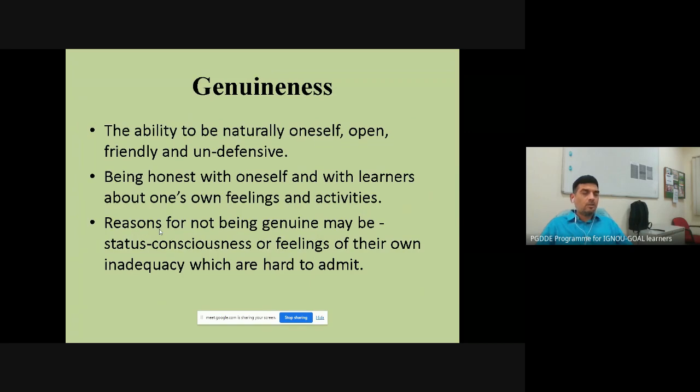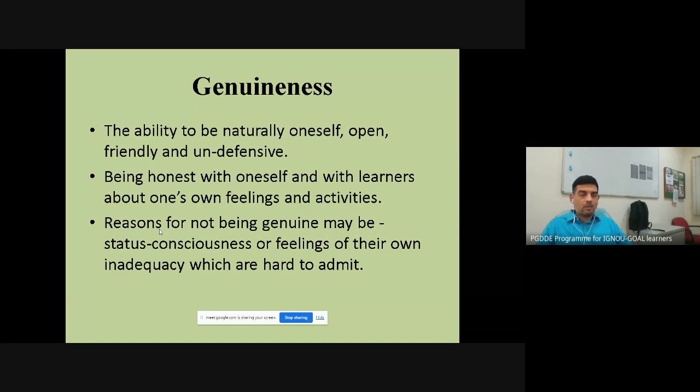Then genuineness. This is another quality that a counselor needs to develop. One should be very free and open-minded, and naturally oneself, or friendly. These are the things that make a person very genuine. Then being honest with oneself is also important to be genuine.